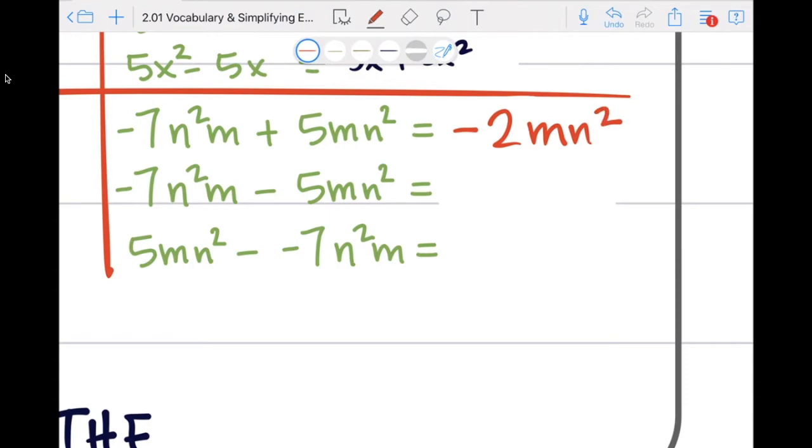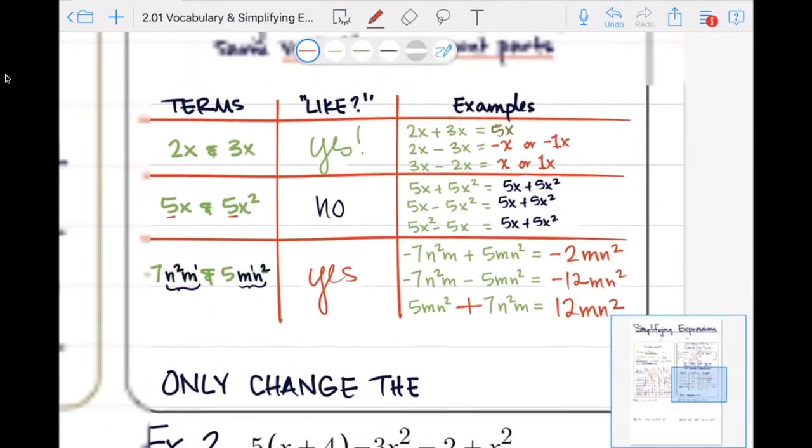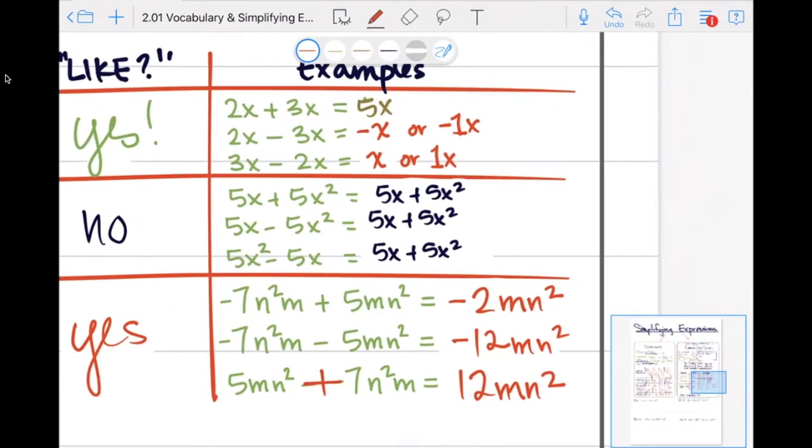Now what if we subtracted it? Negative 7n squared m minus 5mn squared. They're both negative, so they're going to work together. So it's going to be a negative 12mn squared. And the last one, 5mn squared minus negative 7mn squared. Remember, minus and negative is the same thing as plus. So 5 plus 7 gives us a 12mn squared.